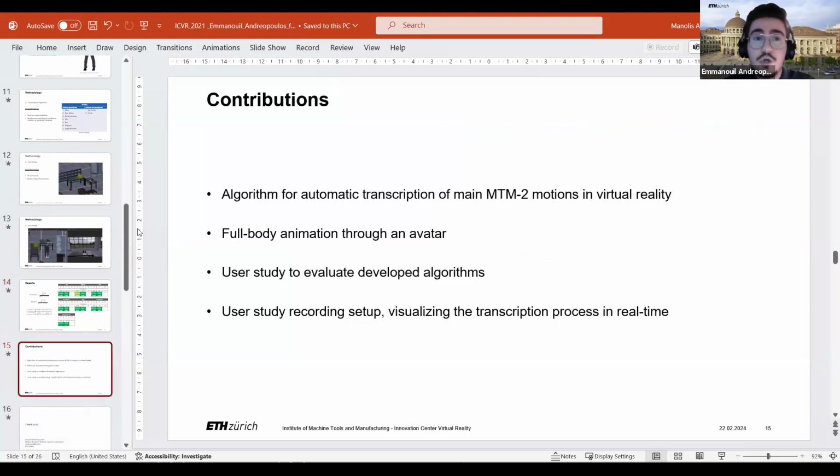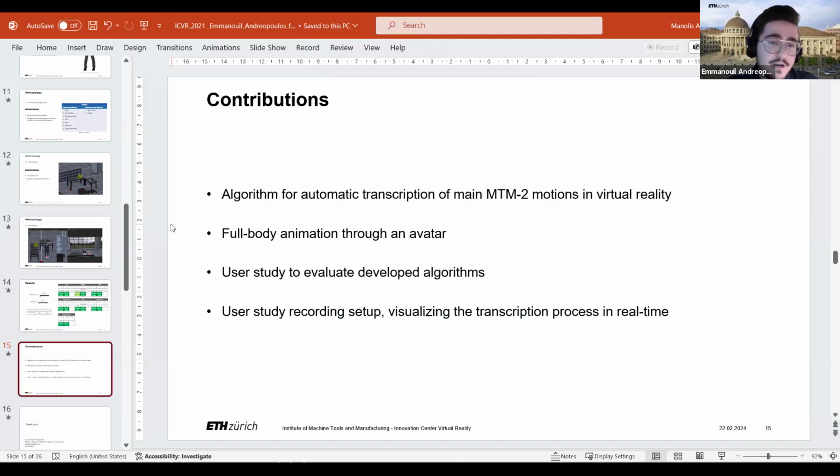Finally, I would like to conclude with the contributions of the work. At the core, we have the algorithm to automatically transcribe the main MTM-2 motions in virtual reality. At the same time, we combine this with full body animation through a virtual avatar, which allows us to see the user's actions and evaluate the whole process. A user study was undertaken with 30 participants, which further showed the potential of the algorithms that were developed in this project.